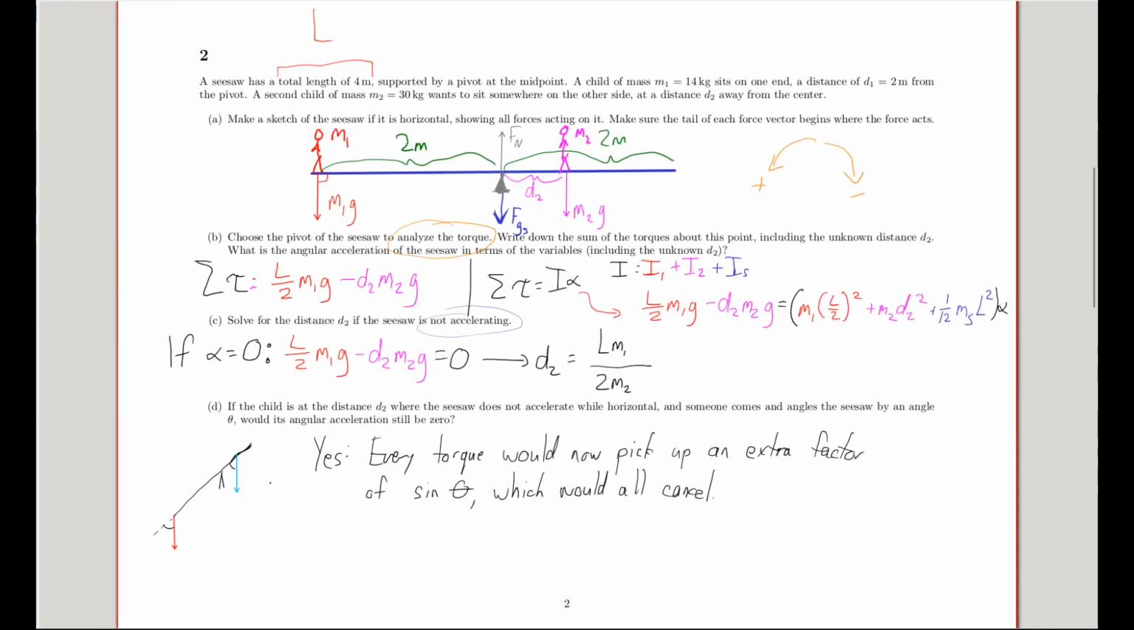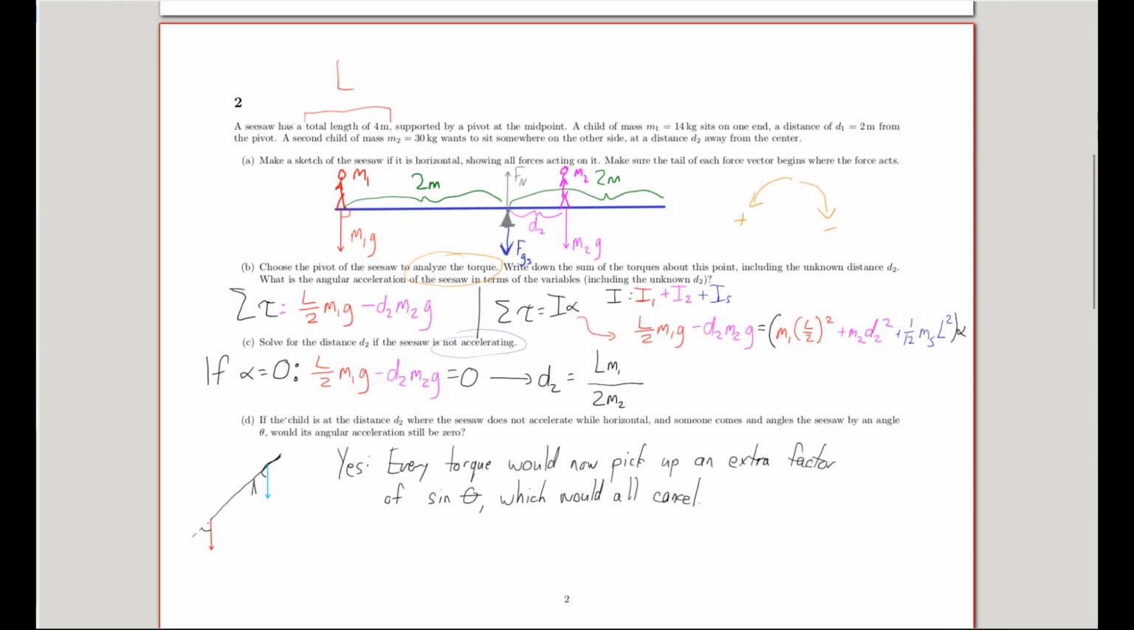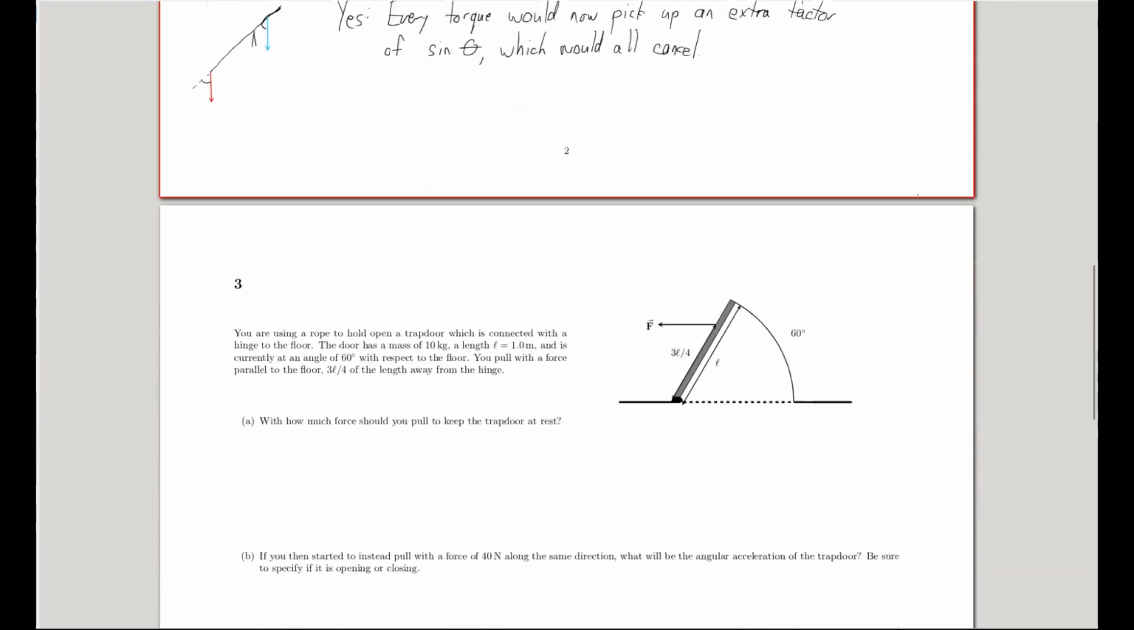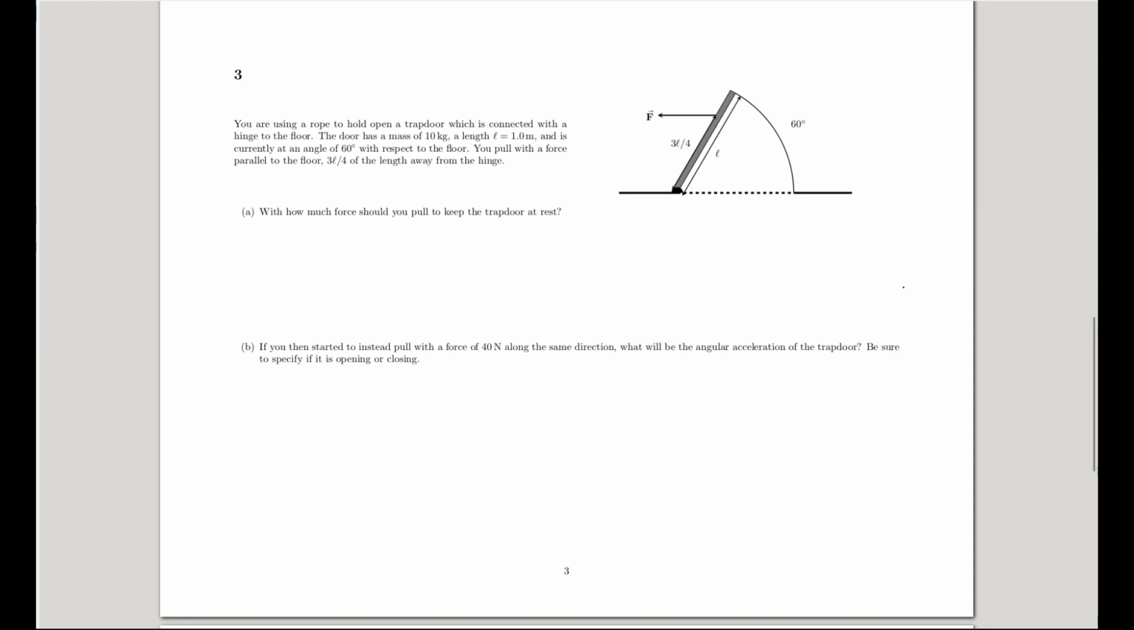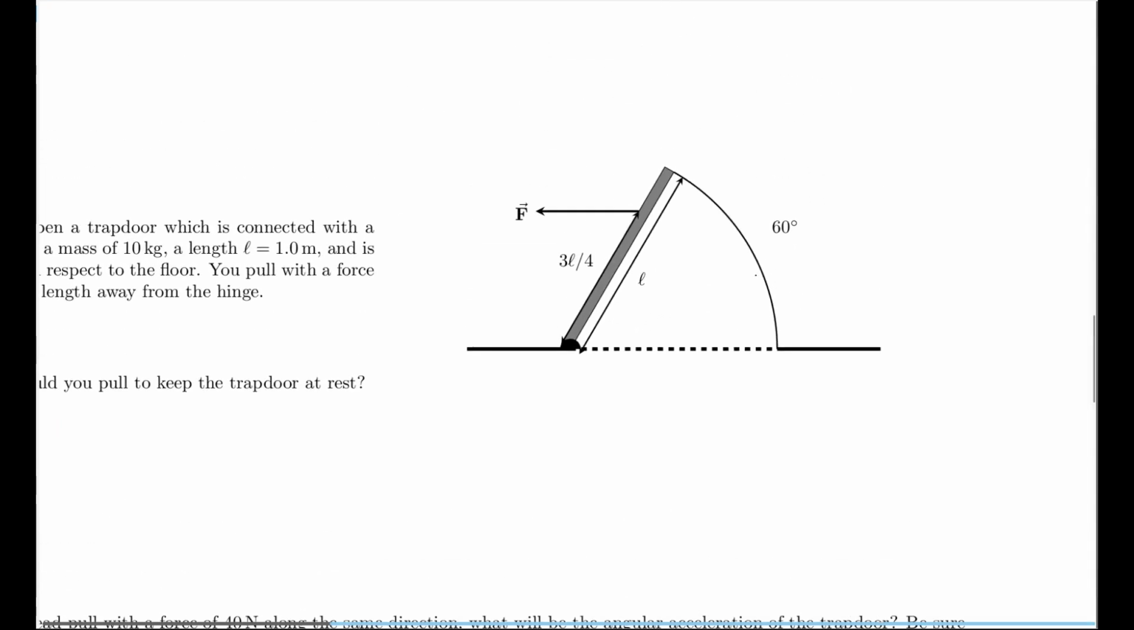So that's problem 2. This is a static equilibrium problem, a classic one, where the sum of the torques is equal to 0 because something is balanced, it doesn't move. Here is another one. We're using a rope to hold a trapdoor open connected with a hinge to the floor. So let's draw our extended free body diagram. We've got some force from the hinge. I don't know how big it is, but it's here.